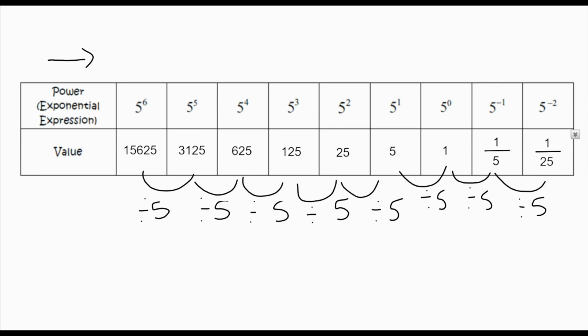So if any base raised to the power of 0 wasn't 1, it wouldn't follow this pattern, and we couldn't have exponents in the first place. That's why anything to the 0 power is 1.